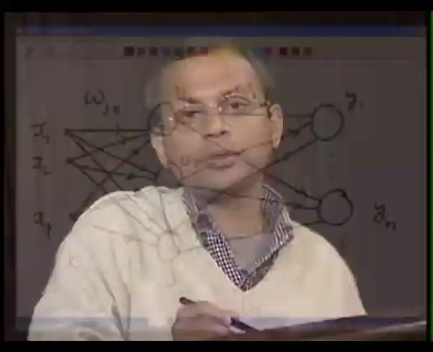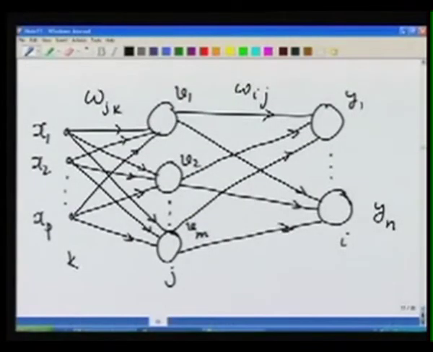So, here we showed this diagram, again I drew on the blackboard for clarity, because I would like to derive this whole thing on the blackboard. You have inputs x1, x2 up to xp, and you have outputs y1 to yn.